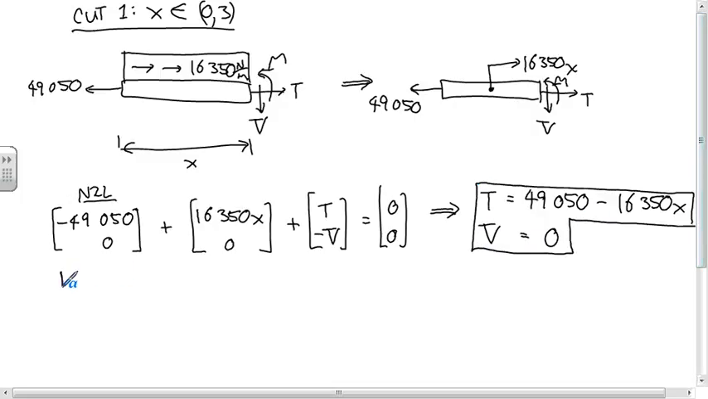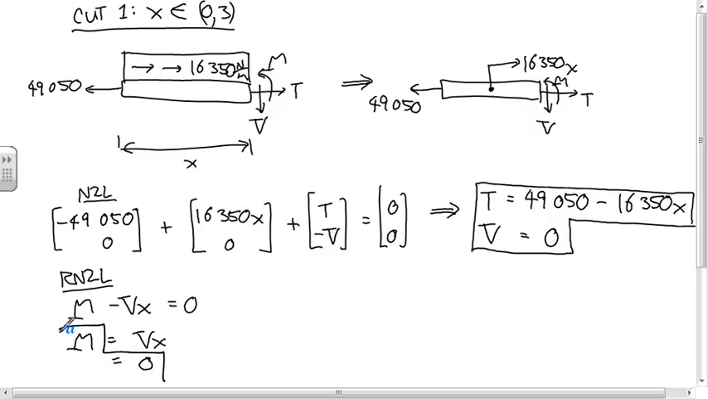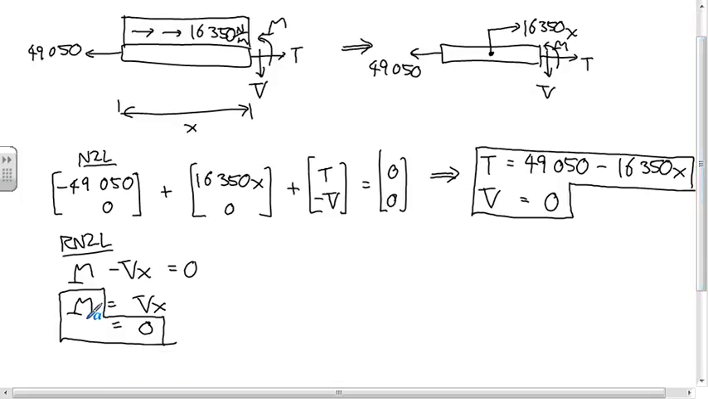And now we'll go to the rotational equation. Do either of these two forces produce moments? Nope. So all that we have is M minus Vx is equal to 0. So M is equal to Vx, which is 0. So we get no shear force, no bending moment.